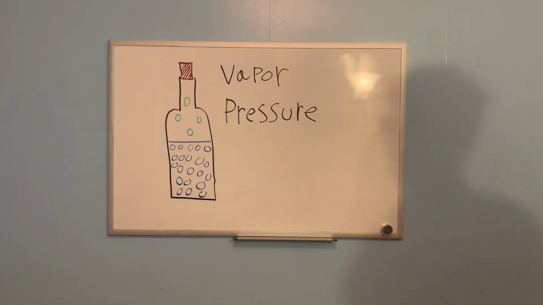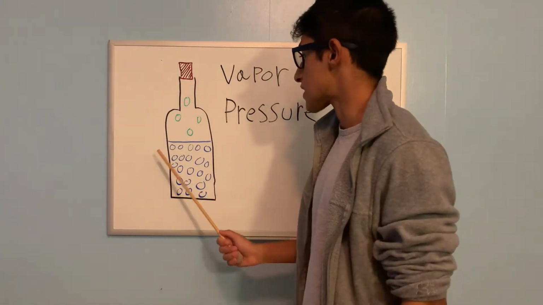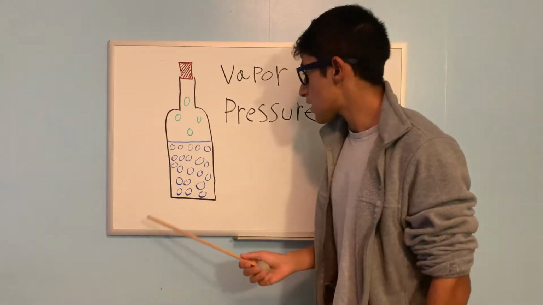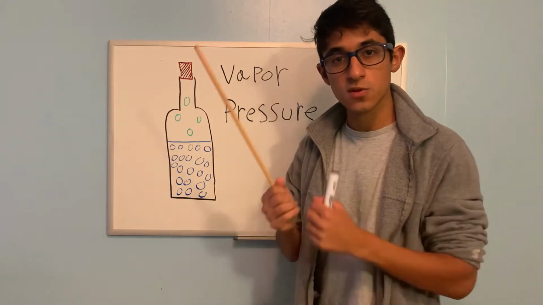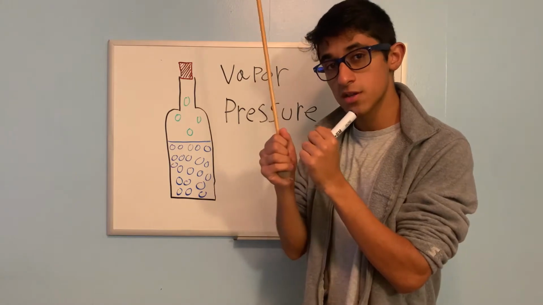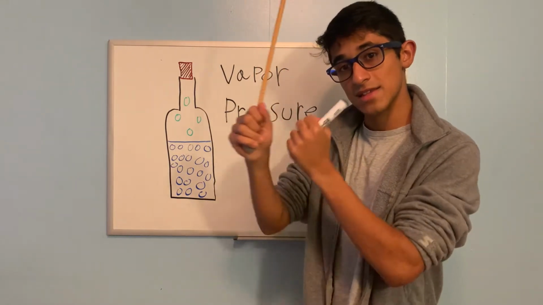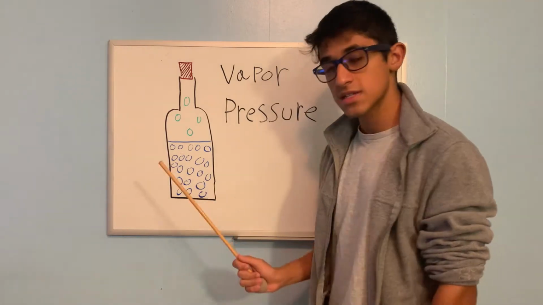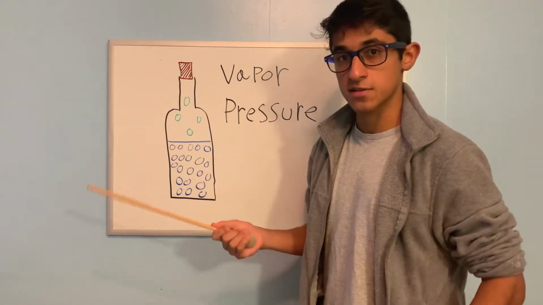Let's say, for example, that we have a bottle of liquid water that is half full and we have a cork on top of it so nothing can escape. Now remember that when particles are liquid, they are rigid and close together, but at the same time they move and they flow past each other. Now let's say one of the particles near the surface gets bumped by another particle particularly hard.